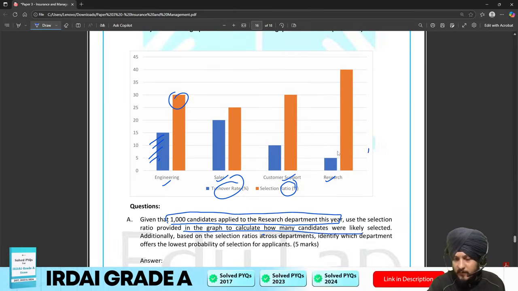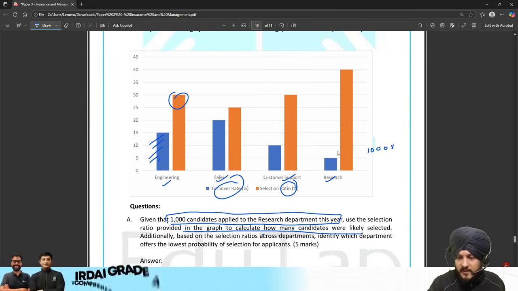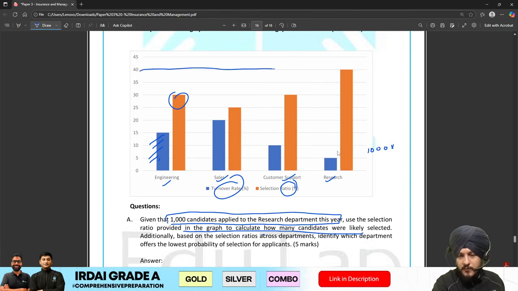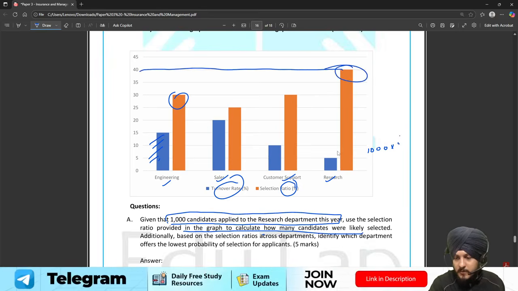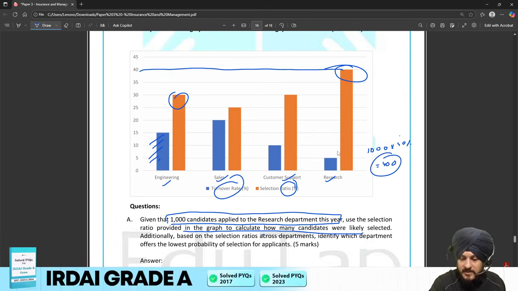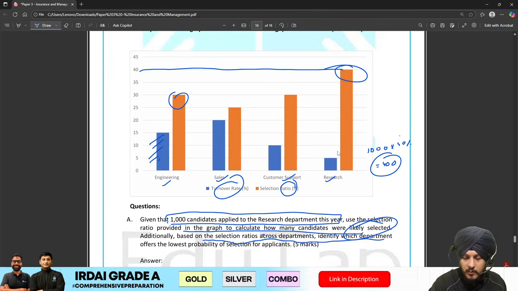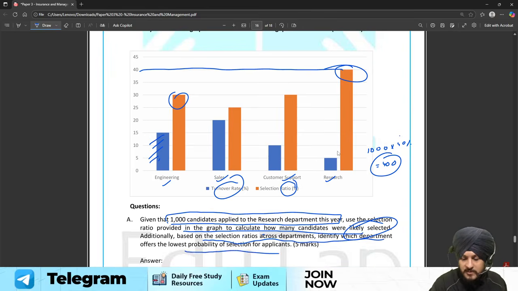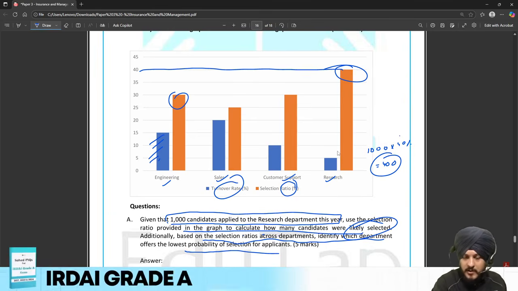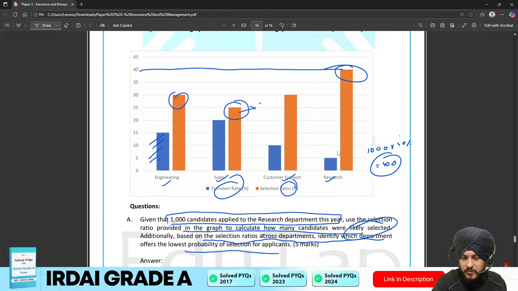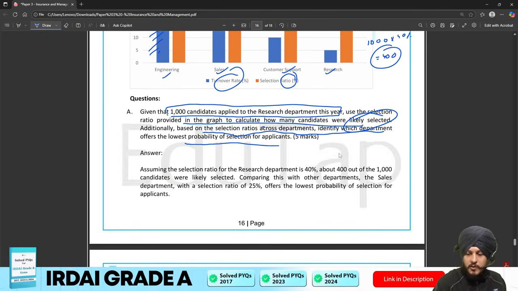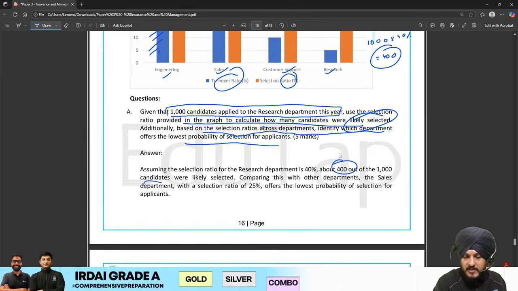So of course, if 1000 candidates applied, and if we see this research, over here you can see its selection ratio is 40%, right? So 40% of 1000 is going to be 400. So basically 400 is the number of candidates that were likely selected, right? Then the next is, additionally, based on the selection ratio across departments, identify which department offers the lowest probability of selection. So the lowest probability of selection is going to be with which one? It is going to be the one which has the lowest selection ratio. So it is going to be with 25%, that is the sales. So sales is going to be the answer with respect to this question. So the first is going to be 400 and the second is going to be the sales department.